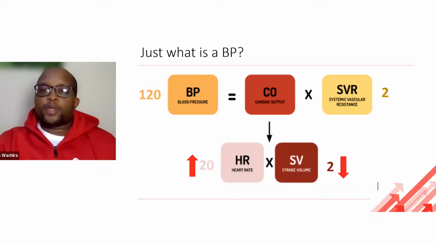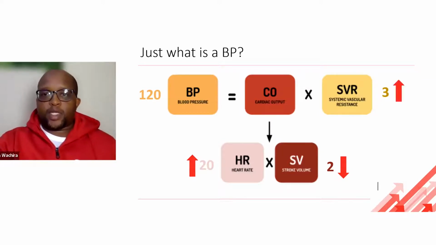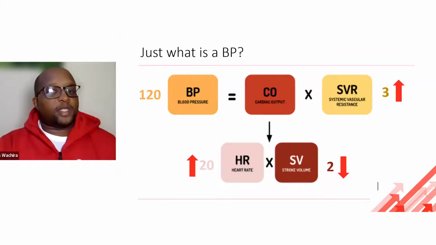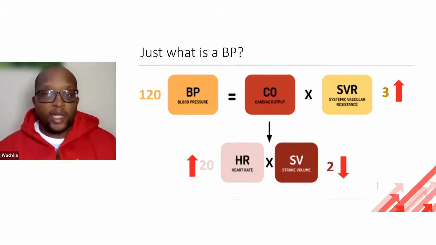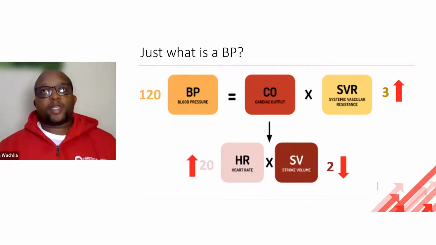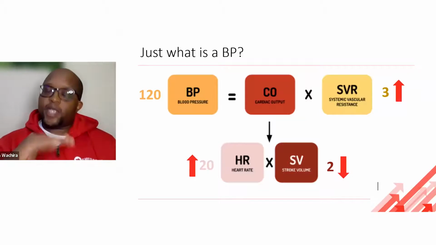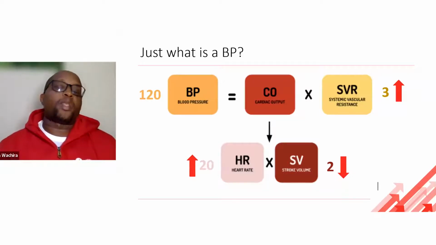So how's your body going to deal with this? Because you're not just going to crash. Your systemic vascular resistance is going to go up. So let's look at the blood pressure. 20 times 2 is 40, times 3, 120. So blood pressure maintained. Your heart rate has gone up. Your stroke volume has come down because your heart does not have enough time to fill up with blood. And your systemic vascular resistance, now you start vasoconstricting to maintain your 120 blood pressure.